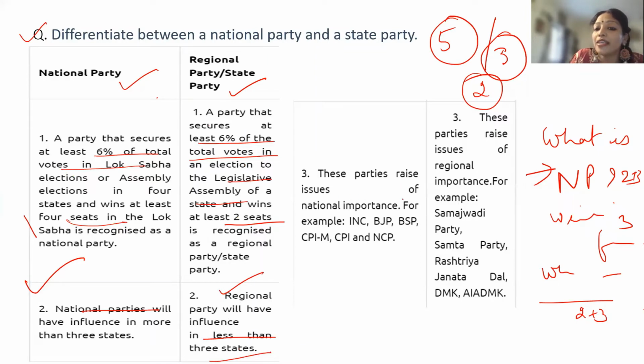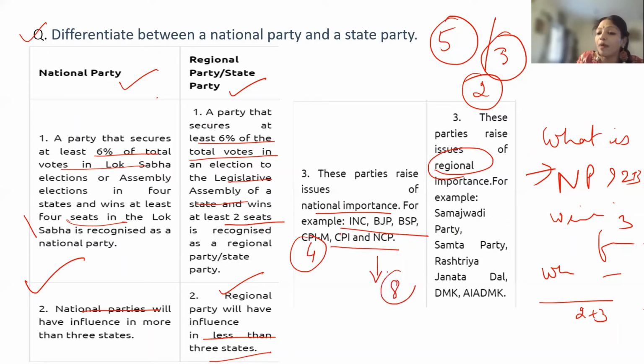Third point, these parties raise issues of national importance. As I told you, these are the parties which take care of subjects of national interest. Fourth point, regional parties raise only issues of regional importance, the subjects which are very important at the regional or state level. As an example, you can write Indian National Congress, Bahujan Samaj Party. These are the different national parties. At present we have 8 national parties, but in your textbook they have given 7, but we have 8. Examples of state parties are Janata Dal, DMK, AIADMK. So these are the examples.